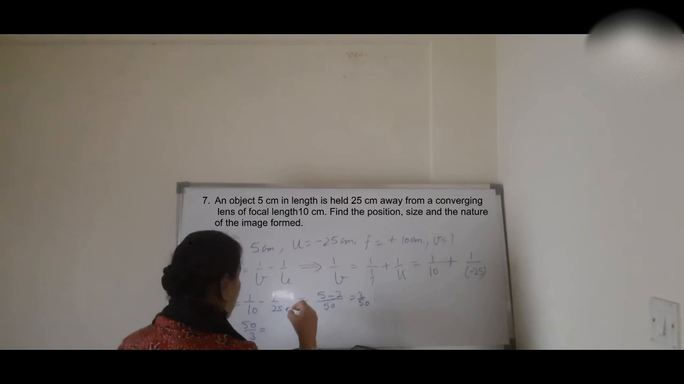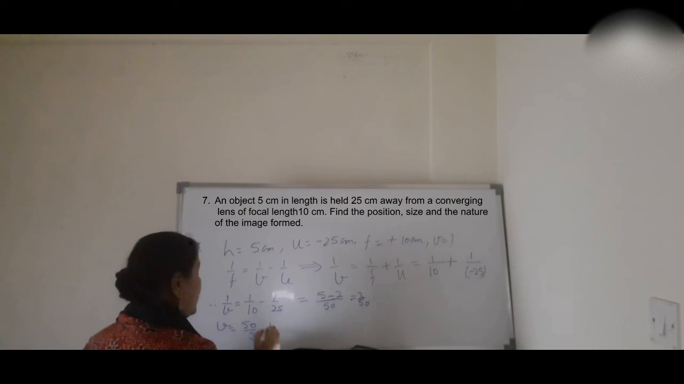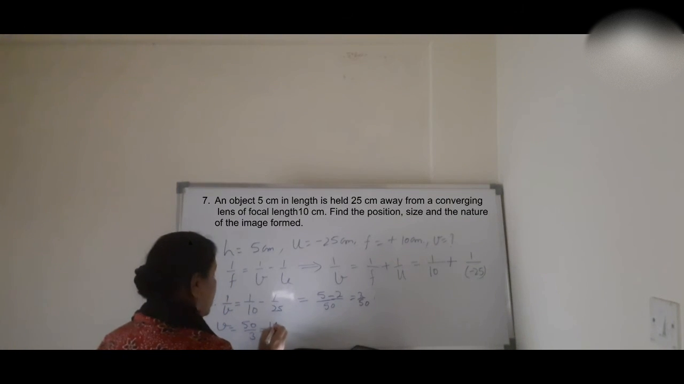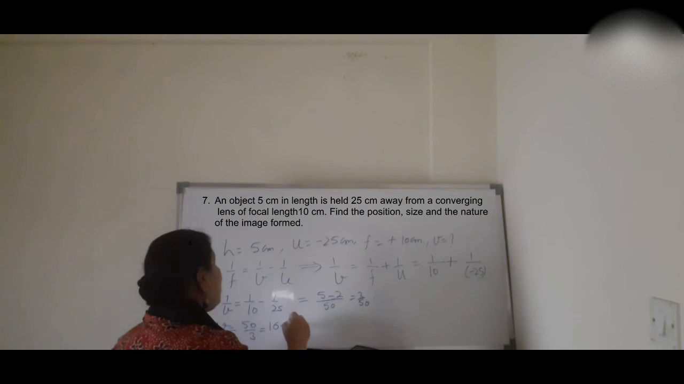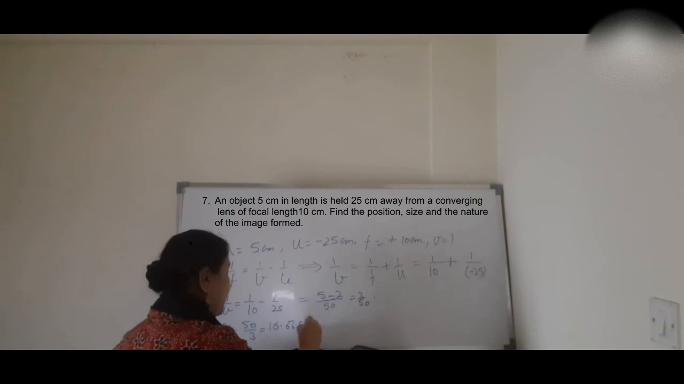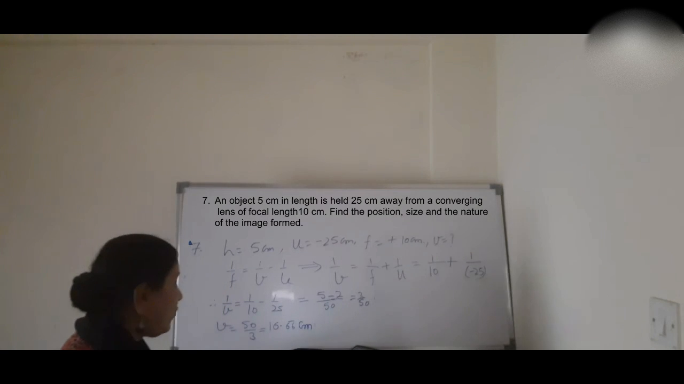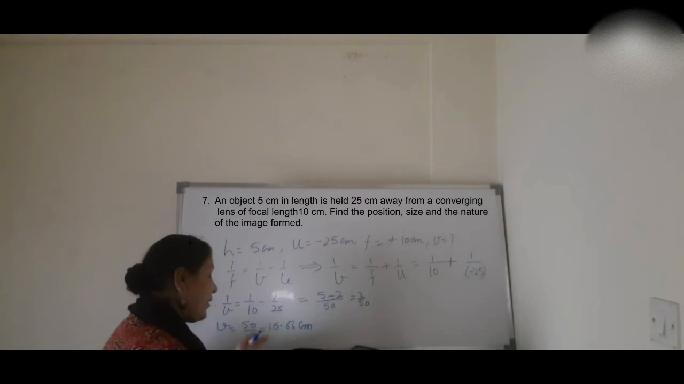50 by 3. So we have 3 ones are 3, 3 sixes are 18. 16.666 or 16.67, whichever you can take. 16.666 bar, that is 16.7 centimeter, whatever you can take. So you have to find the m also.